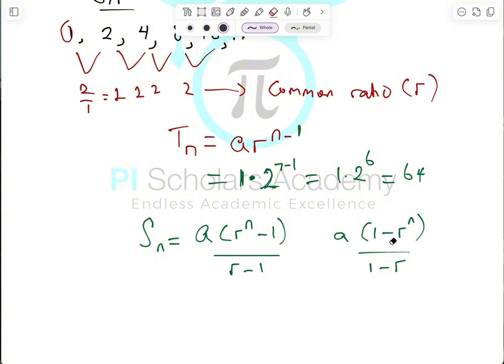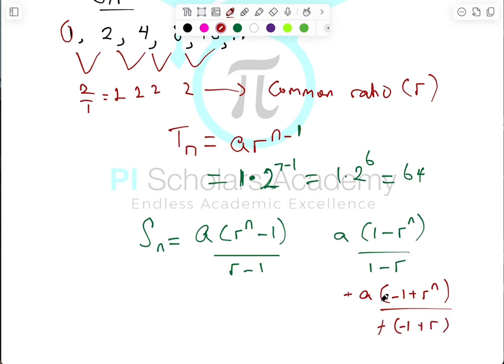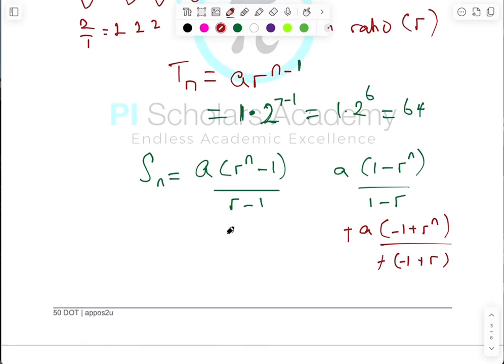Because if I decide to factorize the negative sign here, for instance, if I write this and factorize the negative sign out, this is going to be negative A multiplied by negative 1 plus R raised to power n, and I factorize the negative sign here, so you have negative 1 plus R. So the negative sign will cancel out, and you still have R raised to power n minus 1 over R minus 1. So they are just the same thing. It doesn't really make any difference like that. So I'm going to stick with this one. So this is how to find the sum of a geometric progression. This is the general expression.